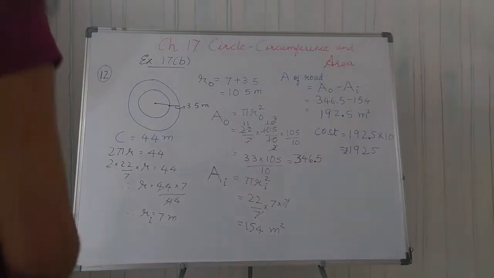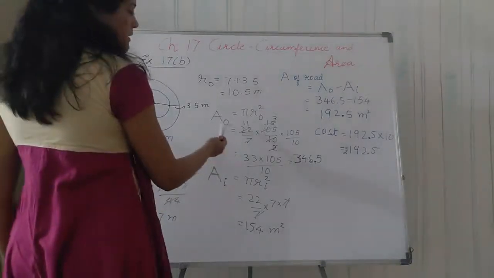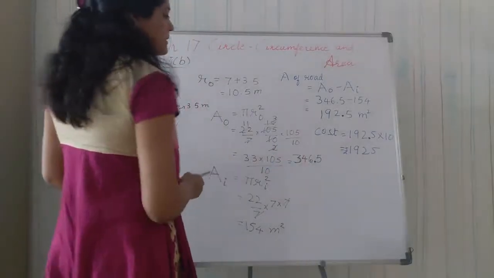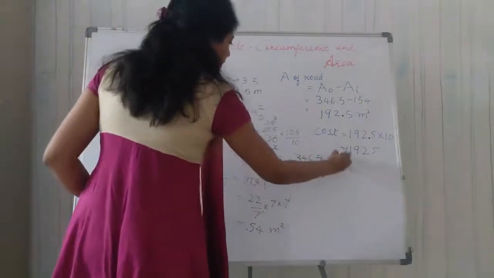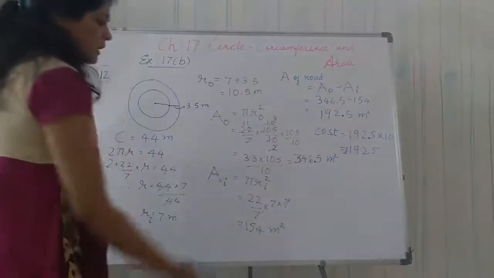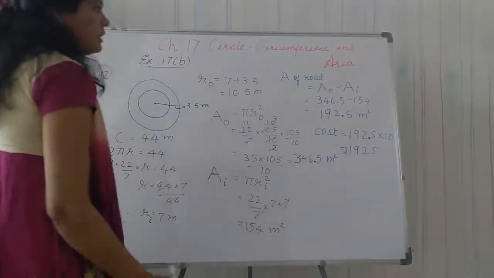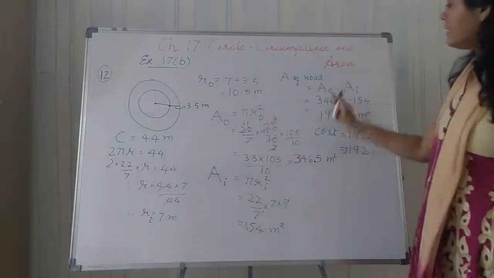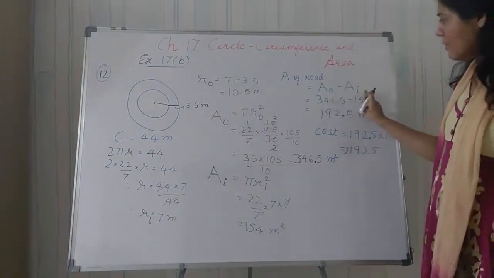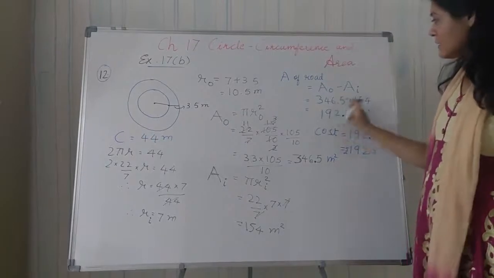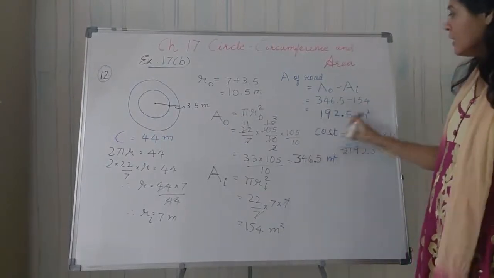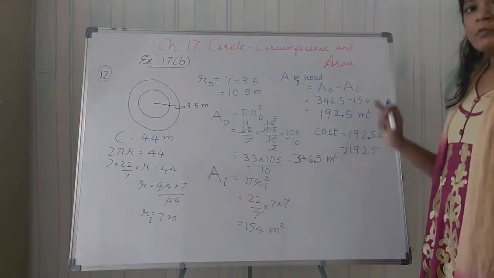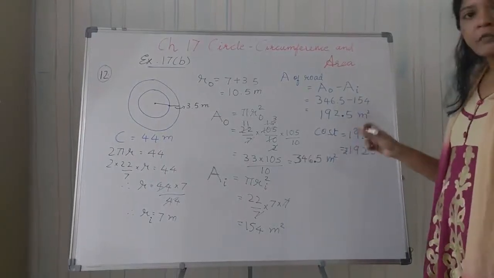So as you can see, I got A0, that is the outer area of the circle, which is 346.5 meters square, and this is the inner area already found. Now here I want the area of the road. For that I take outer area minus inner area, and the subtraction of the values gives 192.5 meters square.